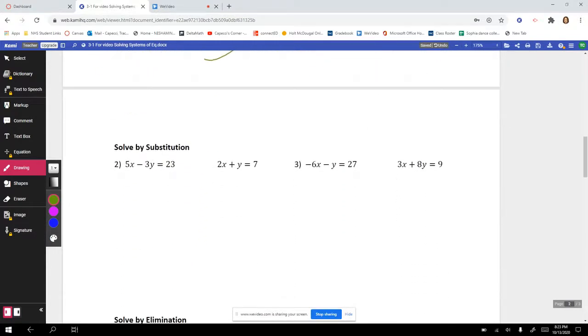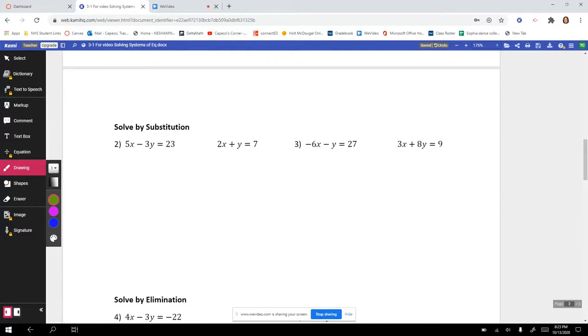Okay, let's try another method. We're going to do some by substitution. So the first thing we want to do is get either x or y by itself in either equation. So I have my second equation, getting that y by itself, looks like that's going to be the easiest one for me. So I have y is equal to -2x plus 7.